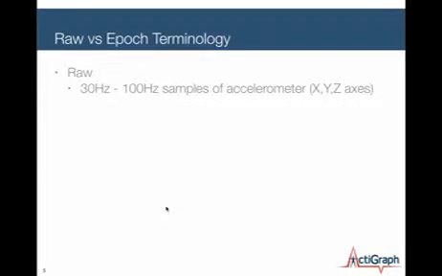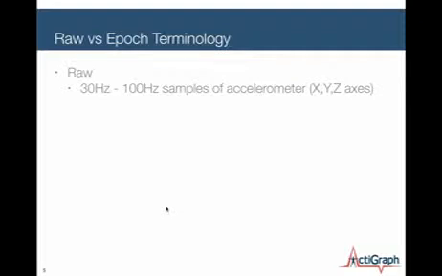Again, to review raw versus epic terminology, we use that terminology extensively around the office here because that's our life. We deal with raw and epic level data on a daily basis, but sometimes we forget that that terminology could mean something different to folks who are using our products. And so we try to use it ubiquitously on our products, but just as a review, when I say raw data today, I'm referring to the 30 to 100 hertz samples of accelerometer axes on our devices.